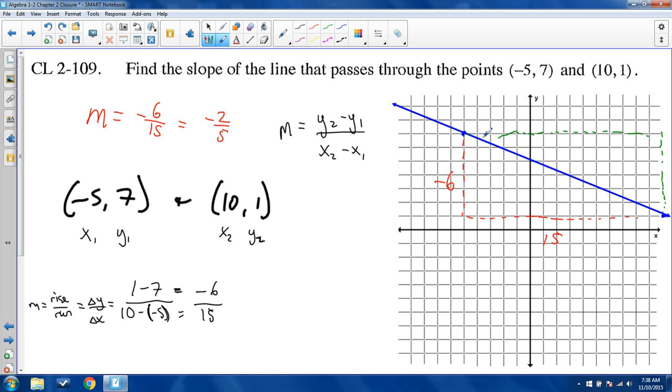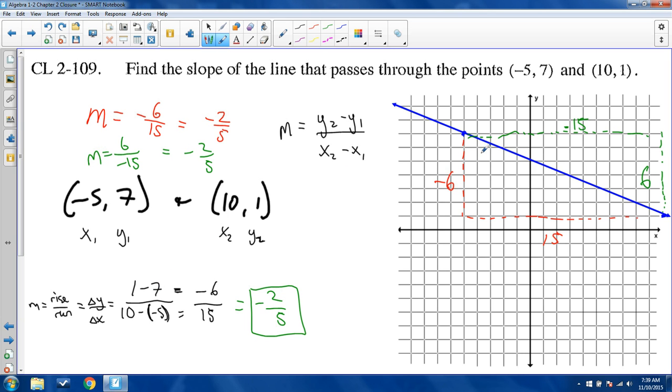What's going to happen if you look at it that way? You rose 6 and you ran negative 15, because running to the left is running negative. Slope is still 6 over negative 15, which is still negative 6 over 15. That still reduces to negative 2 over 5. This one I had to reduce as well, actually. And so we're good to go. Same thing with the calculations here.